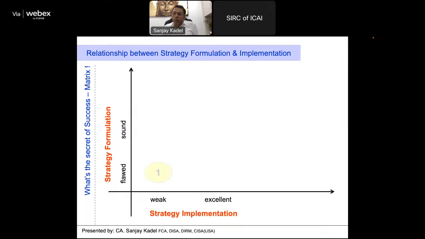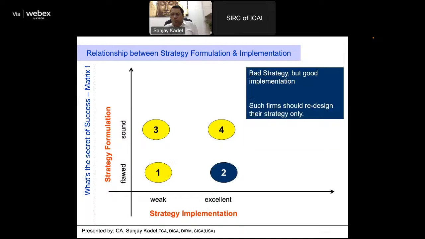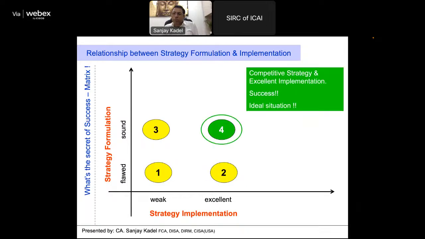Now you have four situations. Now you guess what is the secret of success in this? Obviously, the answer is in front of us. The secret of success lies in the fourth combination, which is sound strategy formulation and excellent strategy implementation. In all other situations, you will not achieve success. In the fourth situation, you will definitely achieve success. This is called the relationship between formulation and implementation, which we are understanding by way of the concept of the secret of success matrix.